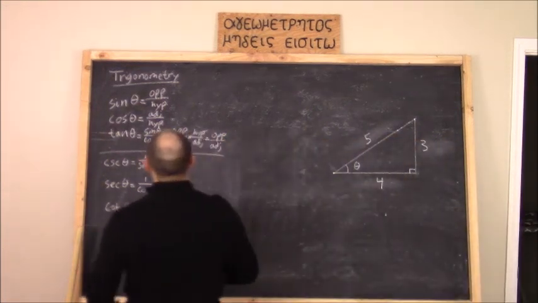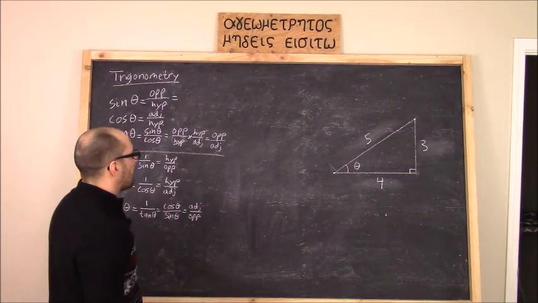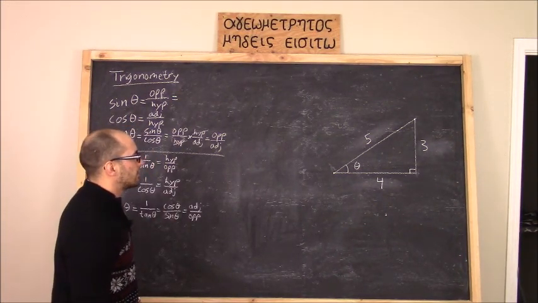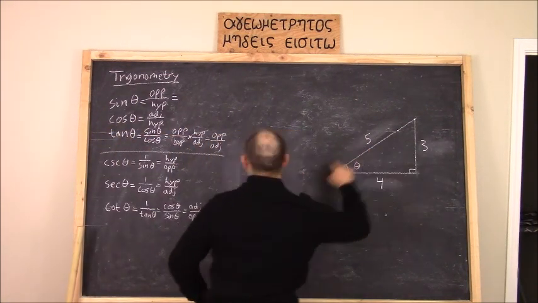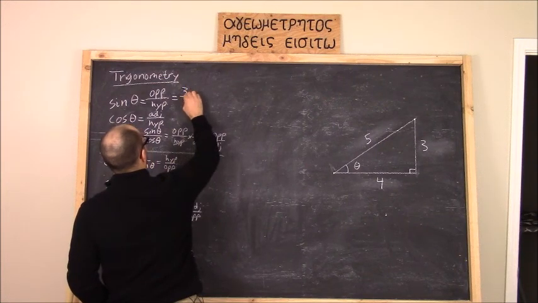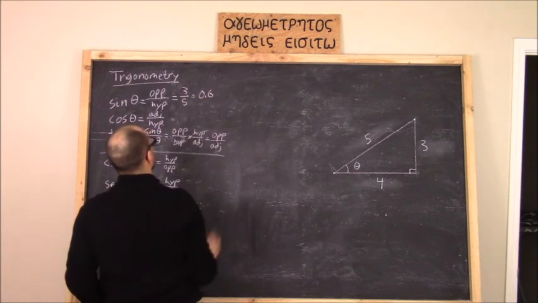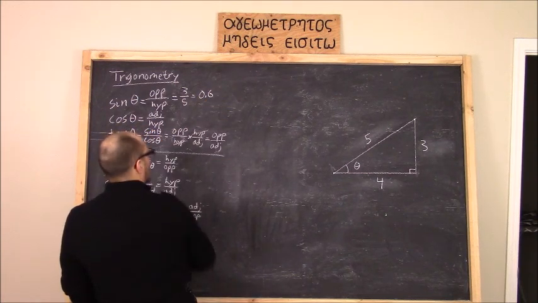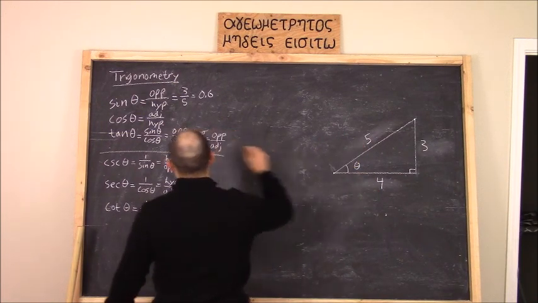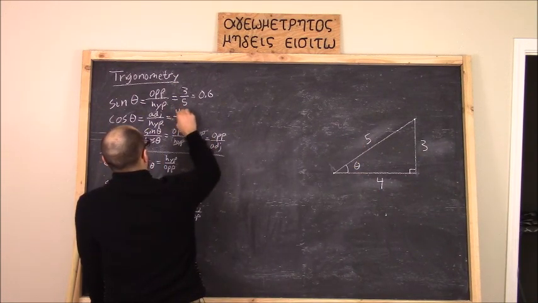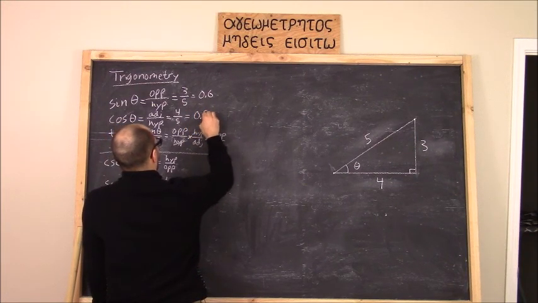That still remains valid. So in this case, sine being opposite over hypotenuse. Opposite is 3, hypotenuse is 5. 3 over 5. As a decimal, that is 0.6. Cosine is adjacent over hypotenuse. Adjacent is 4, hypotenuse is 5. So cosine of theta is 4 over 5. As a decimal is 0.8.